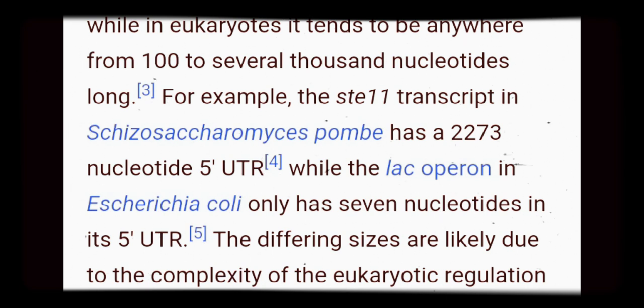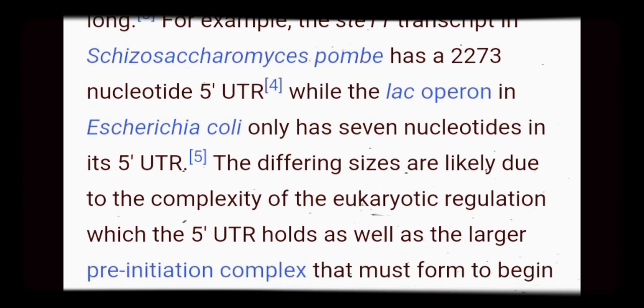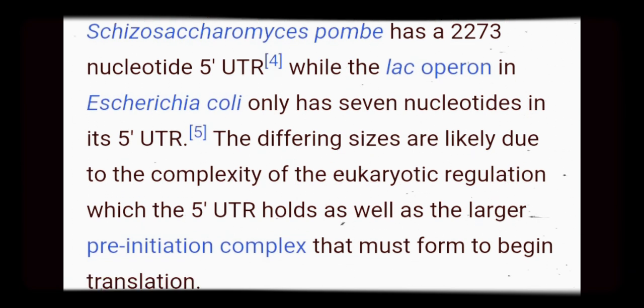So the different sizes are likely due to complexity. Obviously, one factor is the complexity of the eukaryotic gene regulation, which the 5' UTR holds, as well as the larger pre-initiation complex that must form to begin the translation process. So the main point is the complexity of eukaryotic organisms: they need to regulate at the level of translation and at the level of transcription.